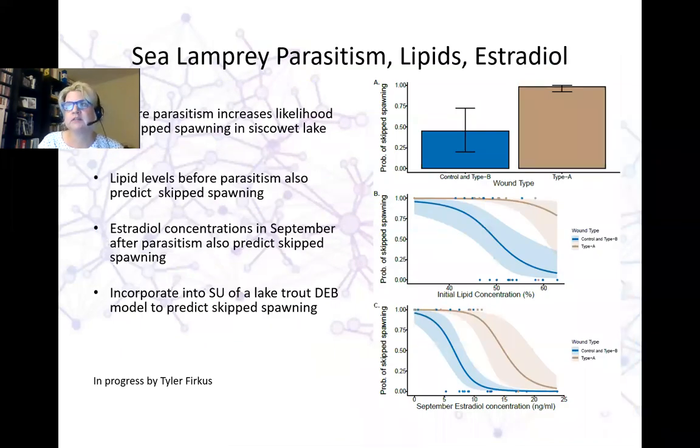We have a project with sea lamprey parasitism. Essentially, we stuck sea lamprey on lake trout, and this is my PhD student Tyler Fergus's work.